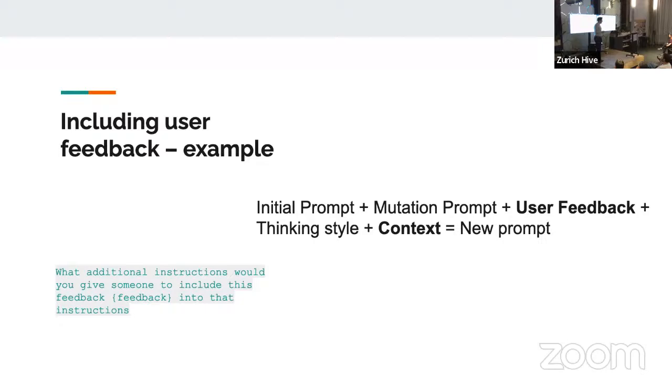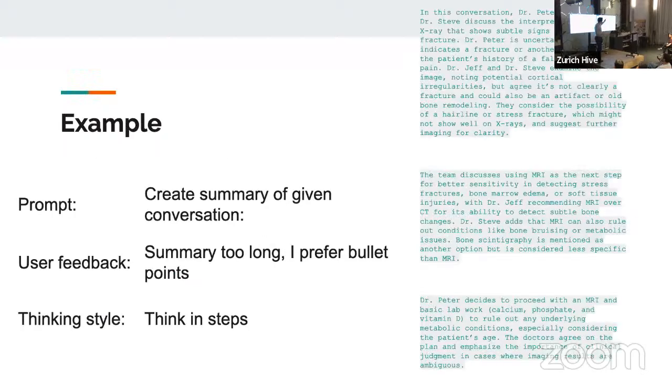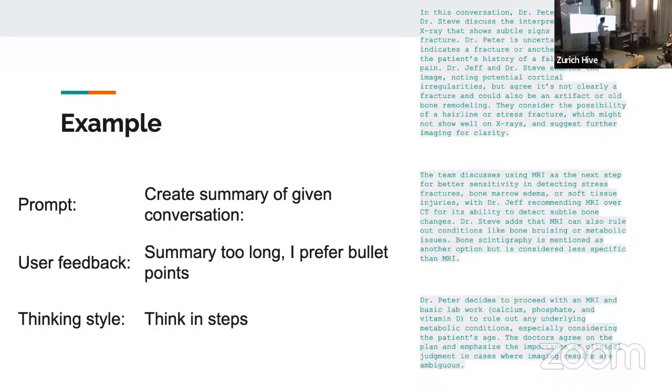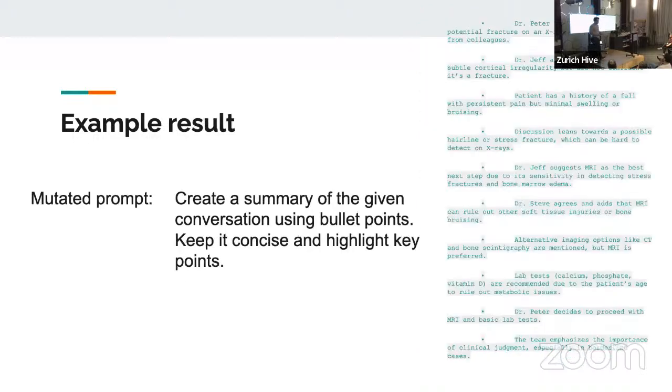So then, for example, we can see here, we take this example. That's a summary which was generated, quite long. And someone just wrote, summary too long, I prefer bullet points. And for thinking style, we said, please think in steps, so applying chain of thought. So the prompt was: create a summary of the given conversation, summary too long, I prefer bullet points, and think in steps. And this is what the LLM came up with: create a summary of the given conversations using bullet points, keep it concise and highlight the key points. And this is the new summary. So you can see the results. Quite a long one, now way shorter. And the user only said, hey, I just want to have bullet points. And they see evolution happening for them.